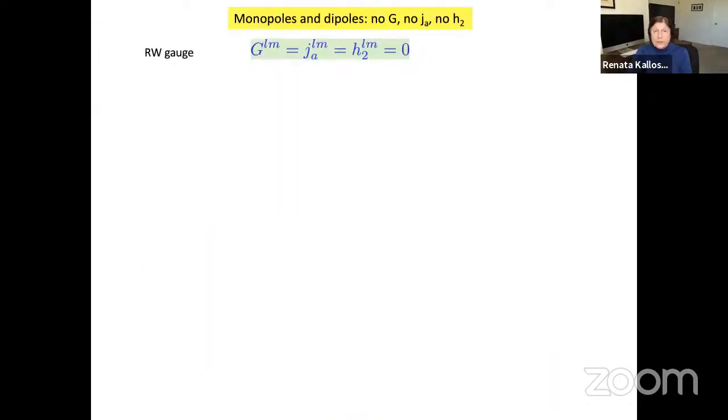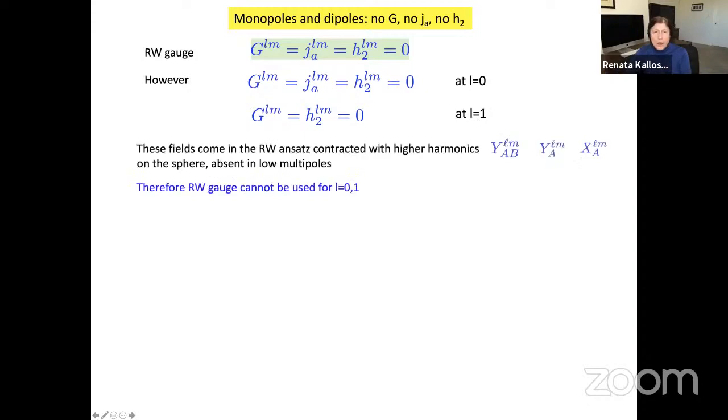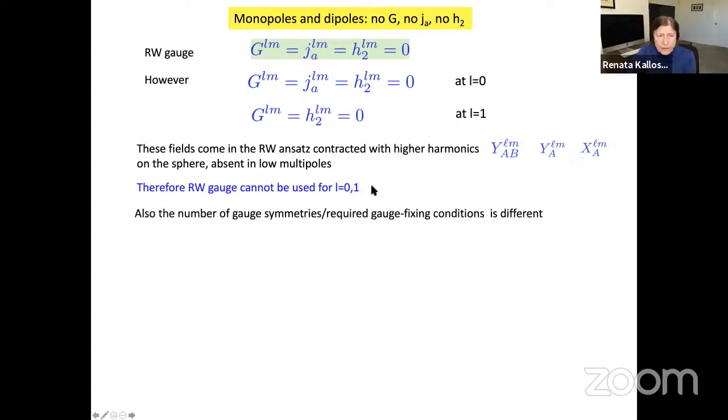So the story with this gauge is the main problem when we go to low multipoles, because at L equals zero, this function is absent. This function is absent and this function is absent. So we have to do something else. And some of these functions are also absent for dipoles. And the reason why these functions are absent, why Regge-Wheeler is not valid for low multipoles, is very simple: because some of the fields are contracted with higher harmonics, which are absent in L equals 0 and 1.